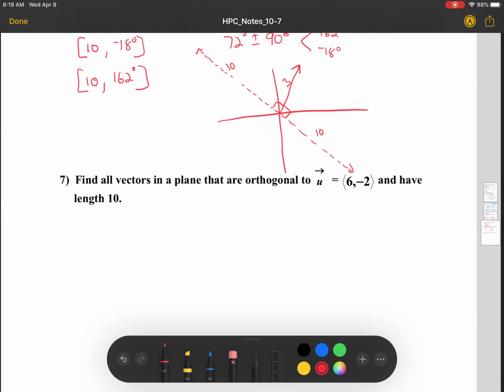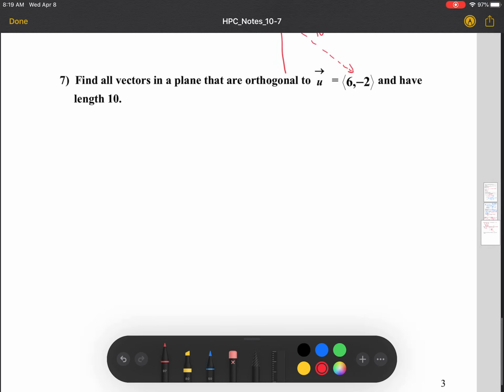Now 7, okay, we're going to do something a little bit new. Maybe you've seen this before. They want us to find all vectors in the plane that are orthogonal to vector u and have length 10. So unlike this one, well, I guess 6 they asked for all vectors too. So we're finding both those 90 degree vectors again. Okay, so we're going to use what you'd call a shortcut here.